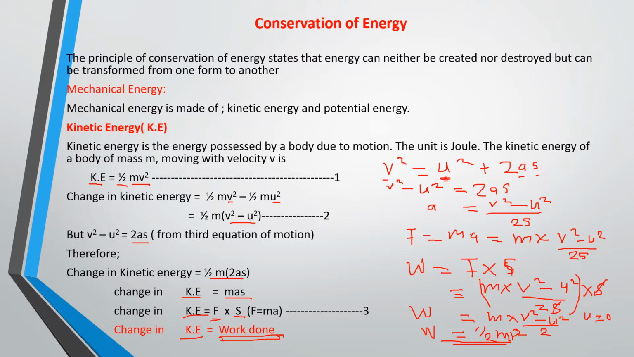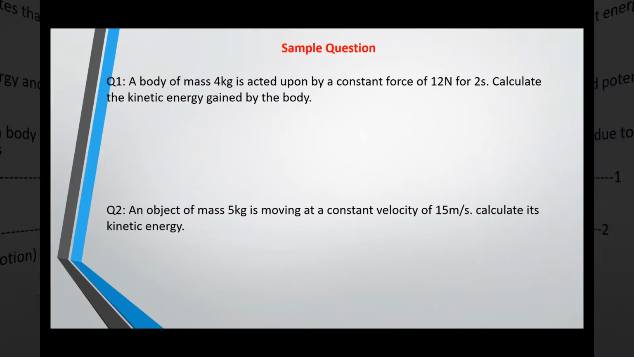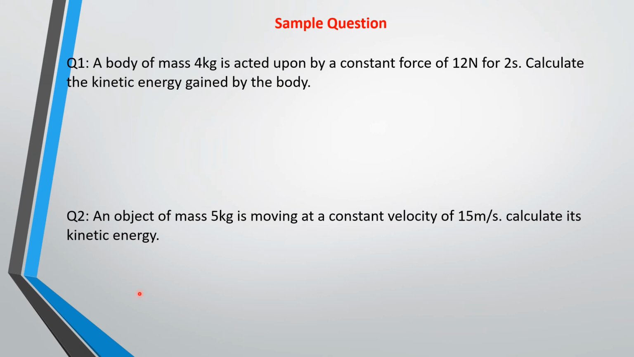So these formulas, it is good you understand them so that you can apply them when you want to solve any problem. Alright, so we are going straight now to solve a problem to drive home what we have discussed. These are sample questions that we can solve. Question number 1 says that a body of mass 4 kg is acted upon by a constant force of 12 Newton for 2 seconds. Calculate the kinetic energy gained by the body.